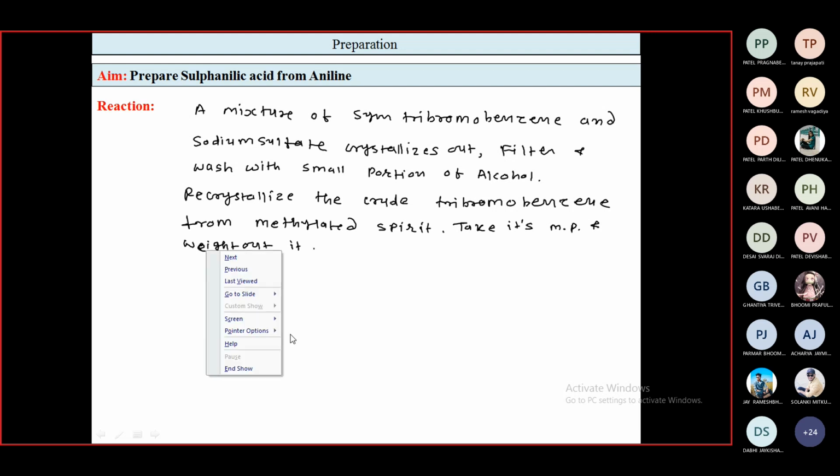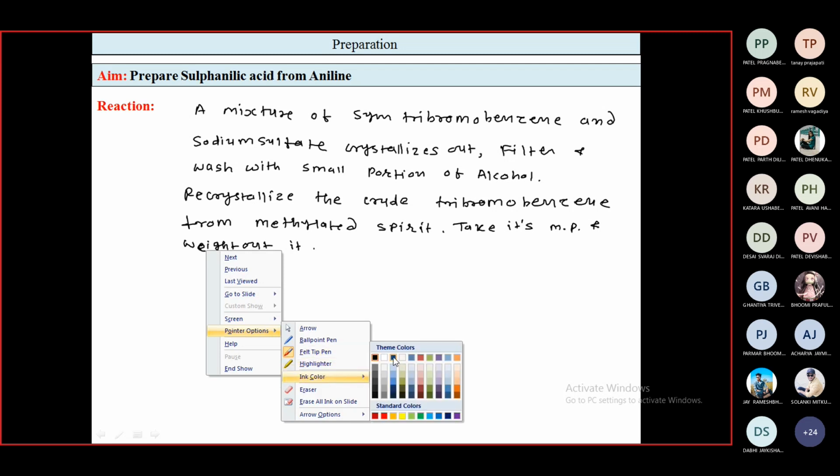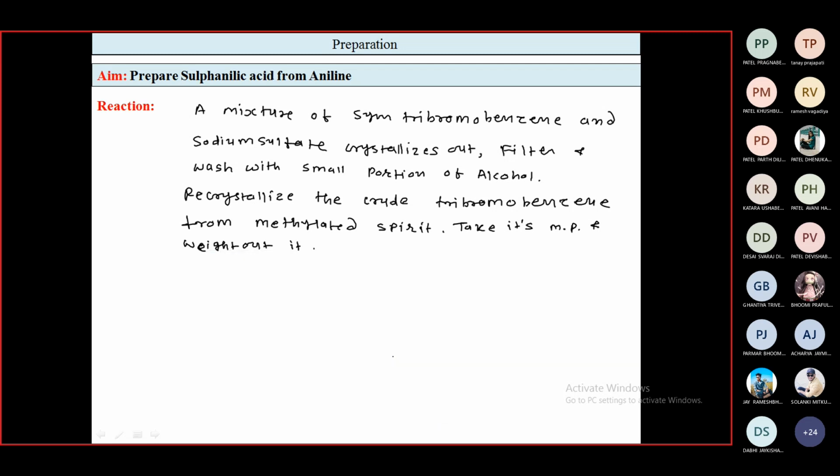Now see what the reaction is, how this product is formed, what the reaction scheme is. The reaction is very simple, a two-step process. First, aniline on reaction with Br2 in glacial acetic acid gives symmetrical tribromoaniline, a yellow colored product.